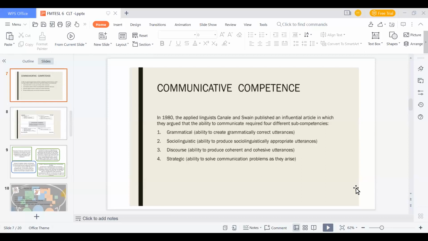Communicative competence. What am I going to teach you today? Communicative competence. So what is this all about? Madam, we can't see the slides. Okay, let me share. Right, now I'm going to show you something called communicative competence. You can see, right? Yes. Now, actually, I'm showing you this slide because of this.